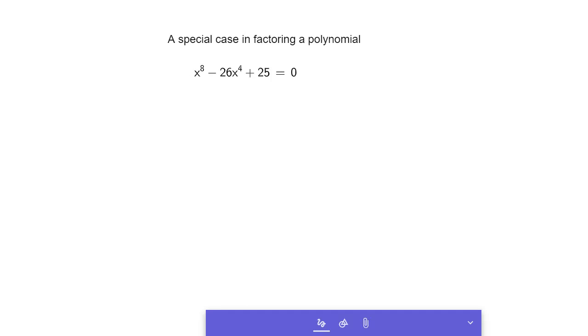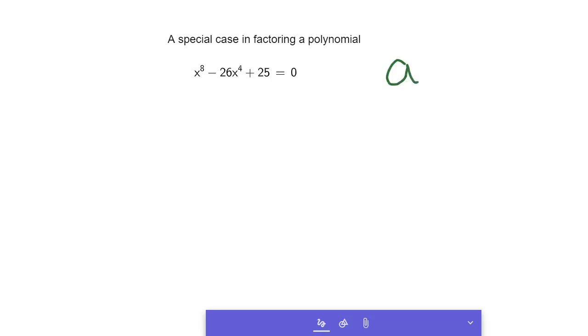Okay, so here is a special case in factoring a polynomial, to solve the equation. Without further ado, here we go. The first thing I look at is that this is in quadratic form, x to the 8th, x to the 4th. You've got x to the 8th minus 26x to the 4th plus 25 equals 0. So this is in quadratic form.